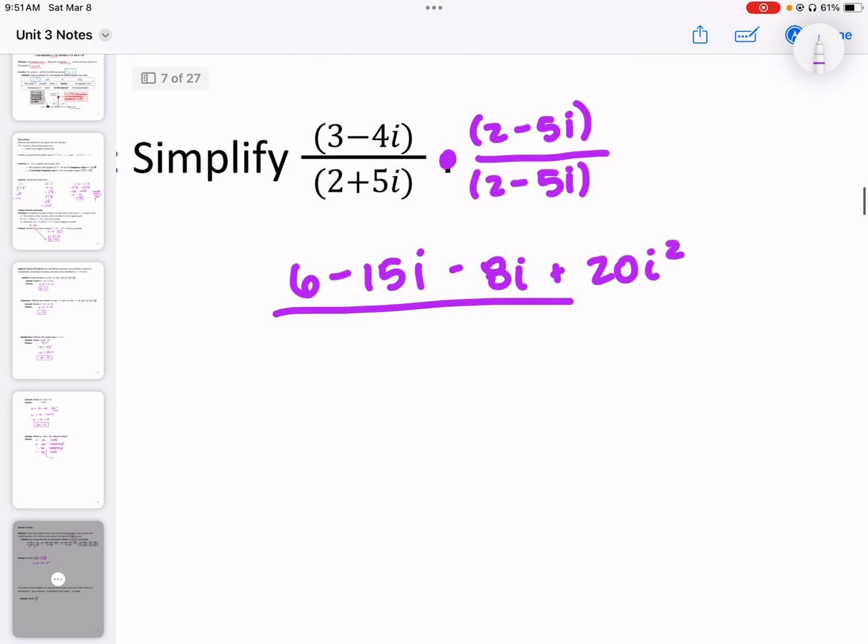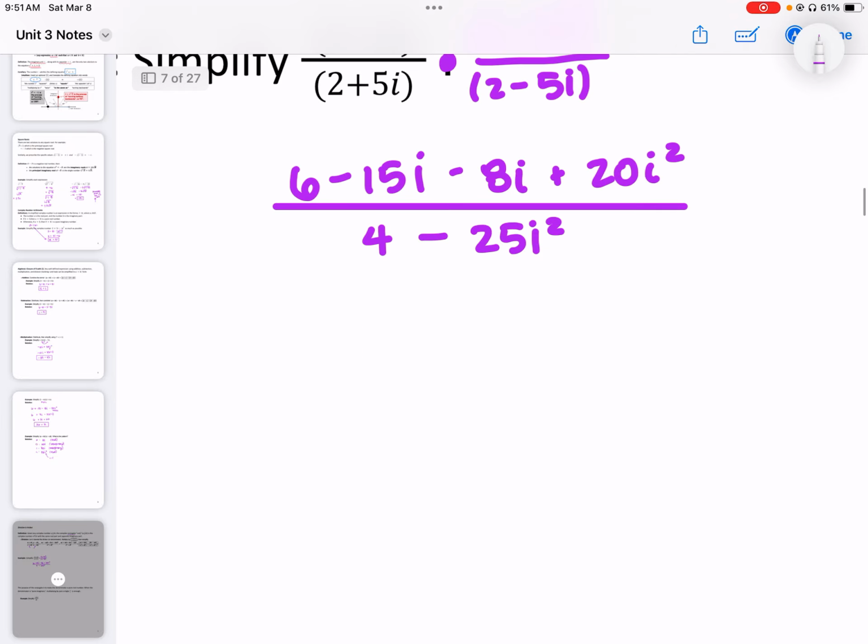You should always do this math on your own as well because you should not trust that I'm doing it correctly because I'm talking and writing at the same time. So we have 4 minus 25i squared. Now notice I didn't even write the middle portion because it's a difference of squares, so the middle two terms would have canceled out. So I'm going to go ahead and simplify.